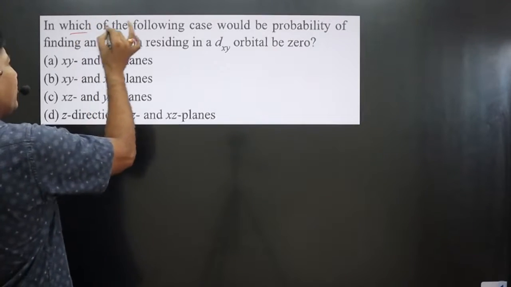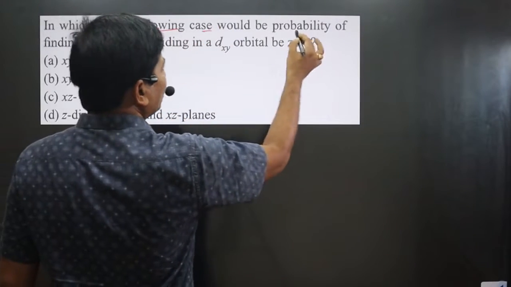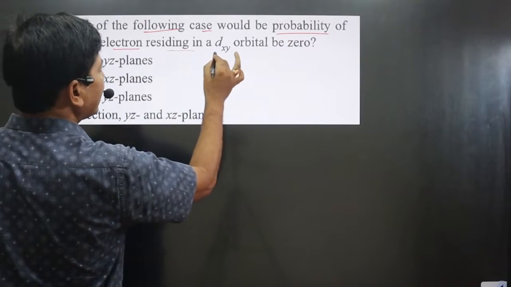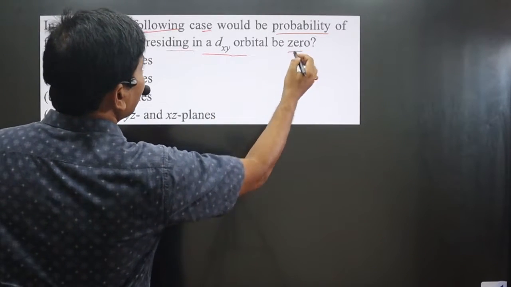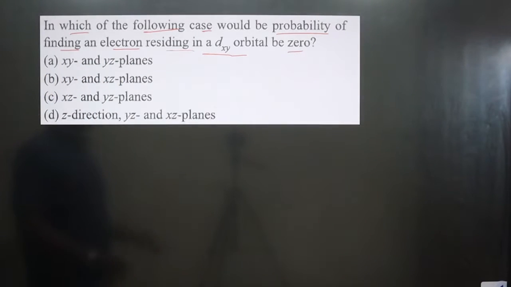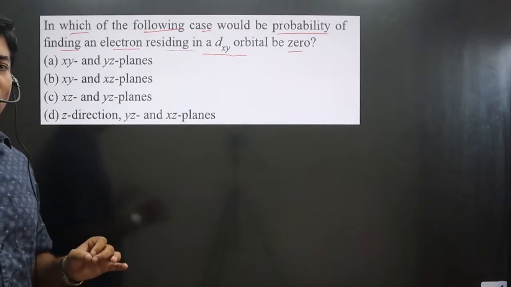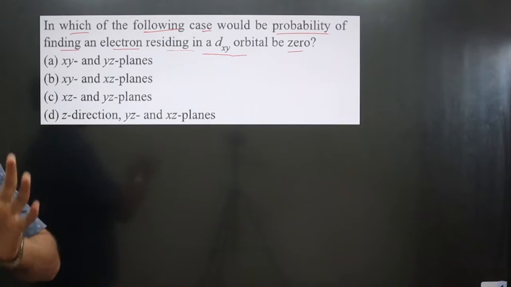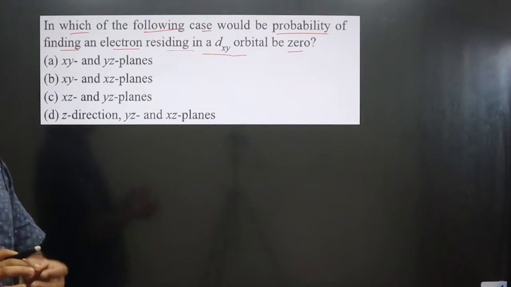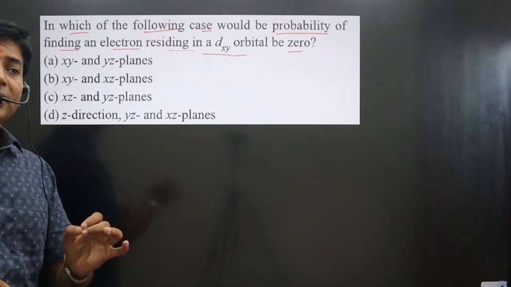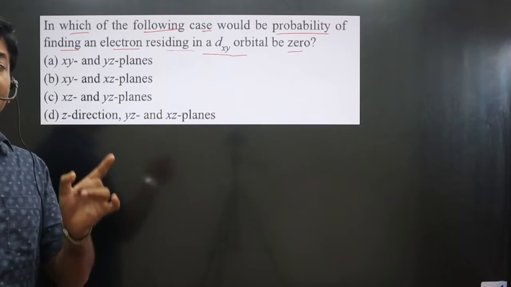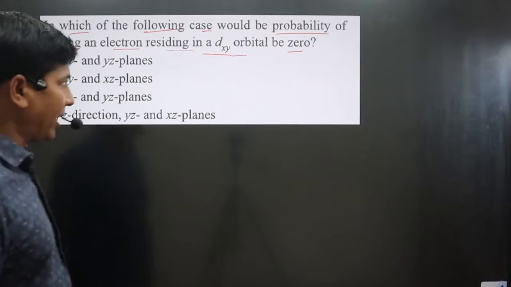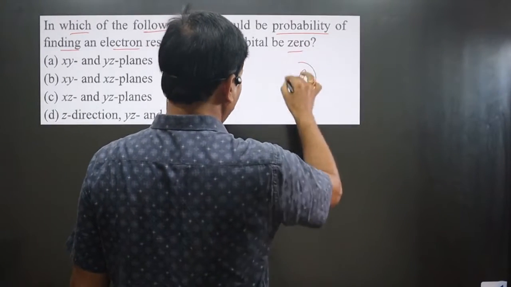The question says, in which of the following cases would the probability of finding an electron residing in a dxy orbital be 0? The plane where there is a 0 probability of finding an electron is known as a nodal plane. Always keep in mind that the number of nodal planes depends on the azimuthal quantum number L.